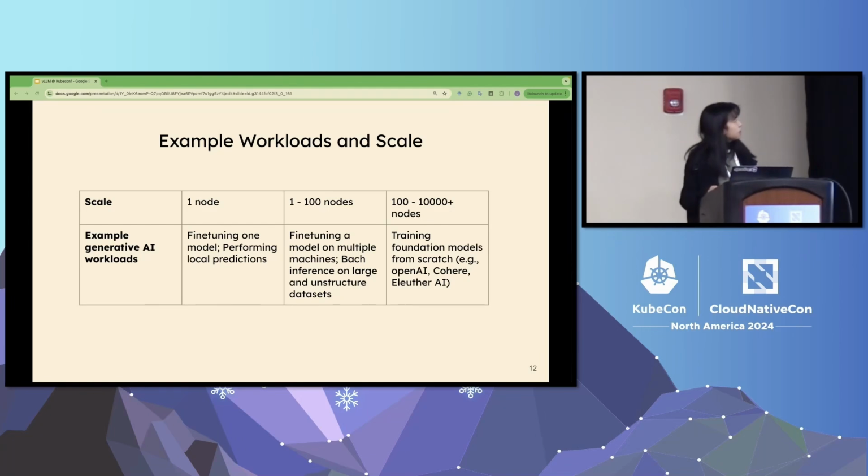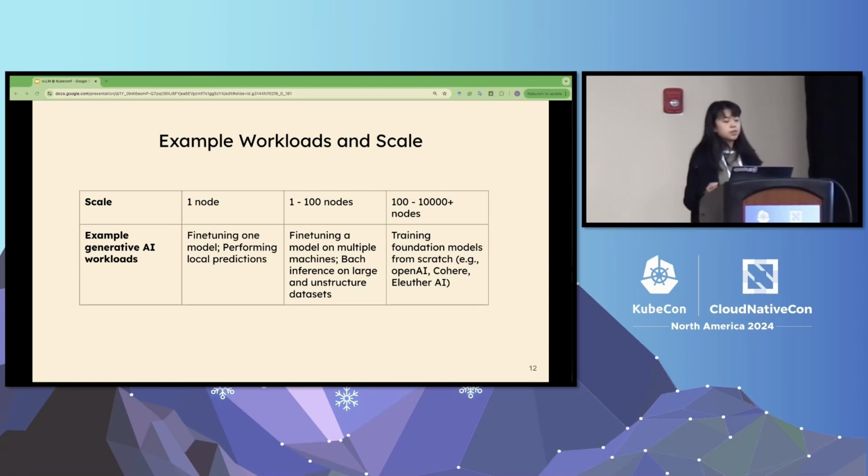So let's talk about the scalability requirements for the current generative AI workloads today. With a single node, a single machine, maybe you have multiple GPUs on a single machine, you can fine-tune a small model locally on a limited data set. This is feasible for small tasks, but quickly becomes insufficient as models and data grow.